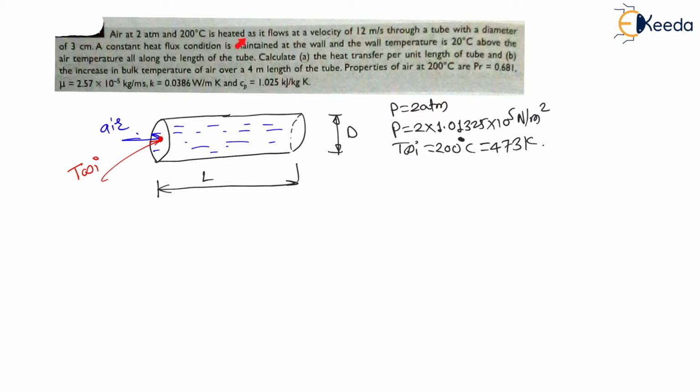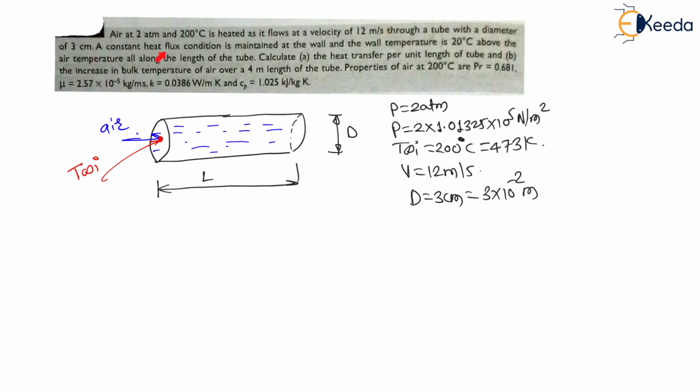Then, the air is heated as it flows at a velocity of v equal to 12 meter per second through a tube with a diameter of 3 centimeter. Diameter of tube is given, that is d is equal to 3 centimeter, which is nothing but 3 into 10 to the power minus 2 meter. Then a constant heat flux condition is maintained at the wall, and the wall temperature is 20 degrees Celsius above the air temperature all along the length of tube.